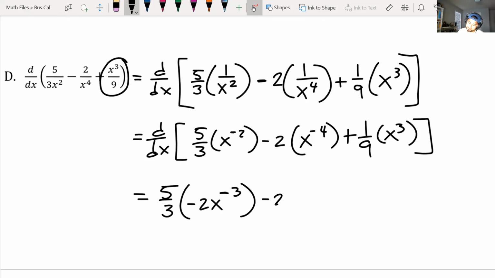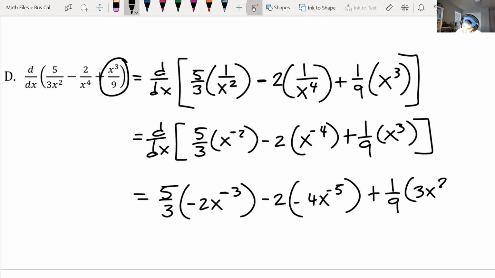Minus 2 times, what's our derivative of x^-4? -4x to the -5. There we go. Ew, that's ugly. Plus 1/9. And what is the derivative of x³? 3x to the 2. Yeah. There you go. Look at that. Calculus is done.